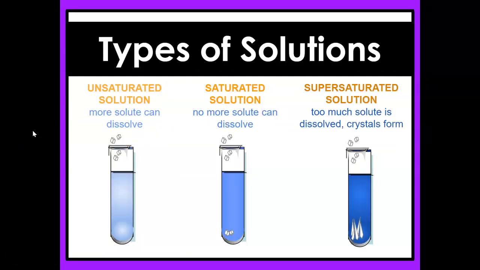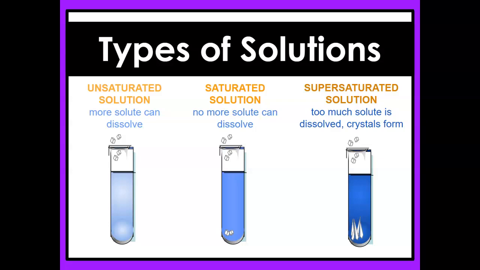And there are 3 different types of solutions that we need to know about. Unsaturated solution is when more solute can be dissolved. So you have pretty much space to dissolve some more of the solute in there. Saturated solution means no more solute can be dissolved.